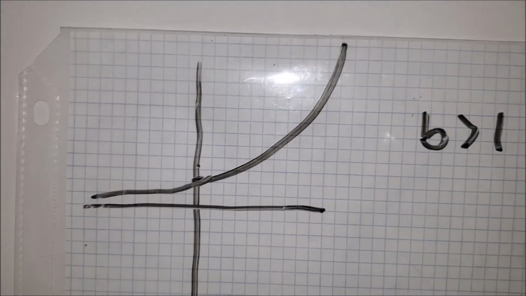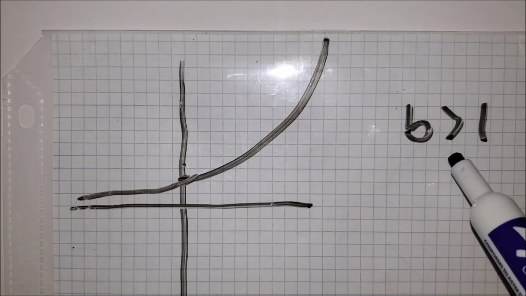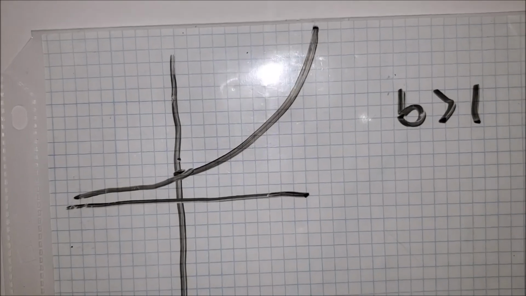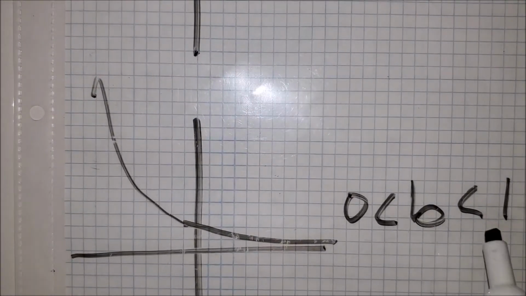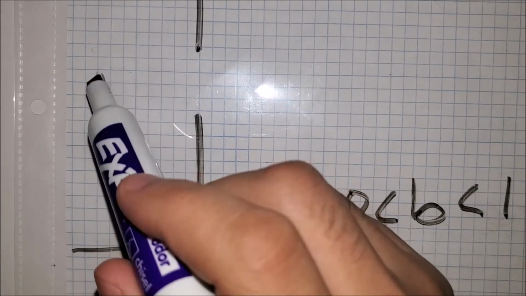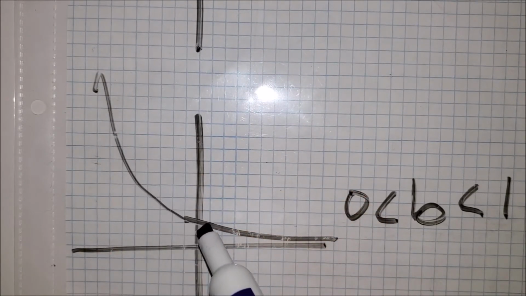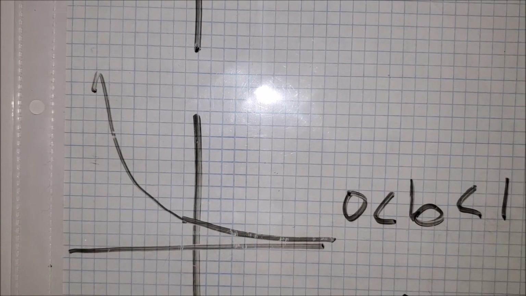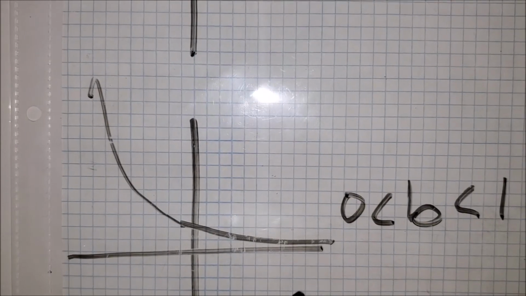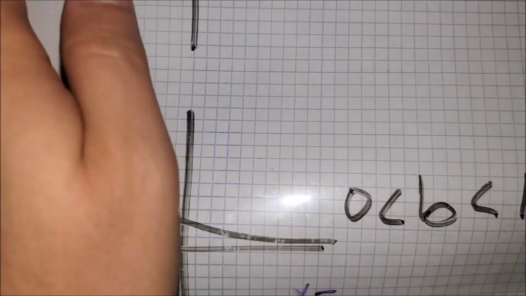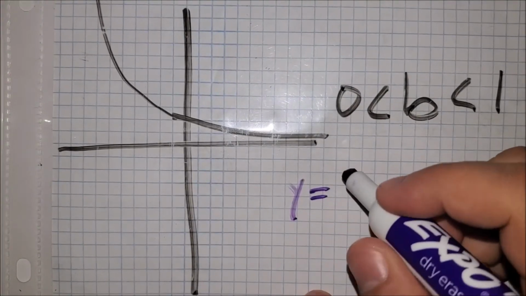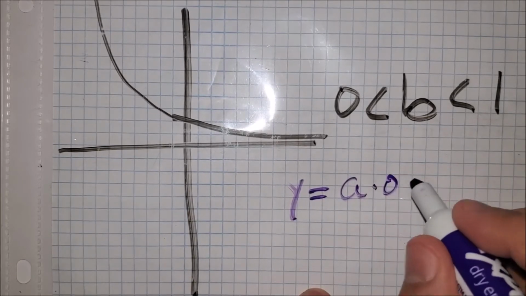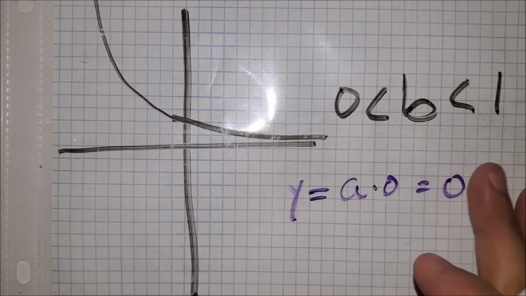Here we have a few examples of kind of generally what these graphs will look like. When b is greater than 1, you can see that it's going to steadily increase more and more and more. And when b is less than 1 but greater than 0, it just continuously decreases until it slows down the decrease here. If b was equal to 0, then the whole thing would be 0. You would just have y equals a times 0, which equals 0. So you just end up with a horizontal line which equals 0.